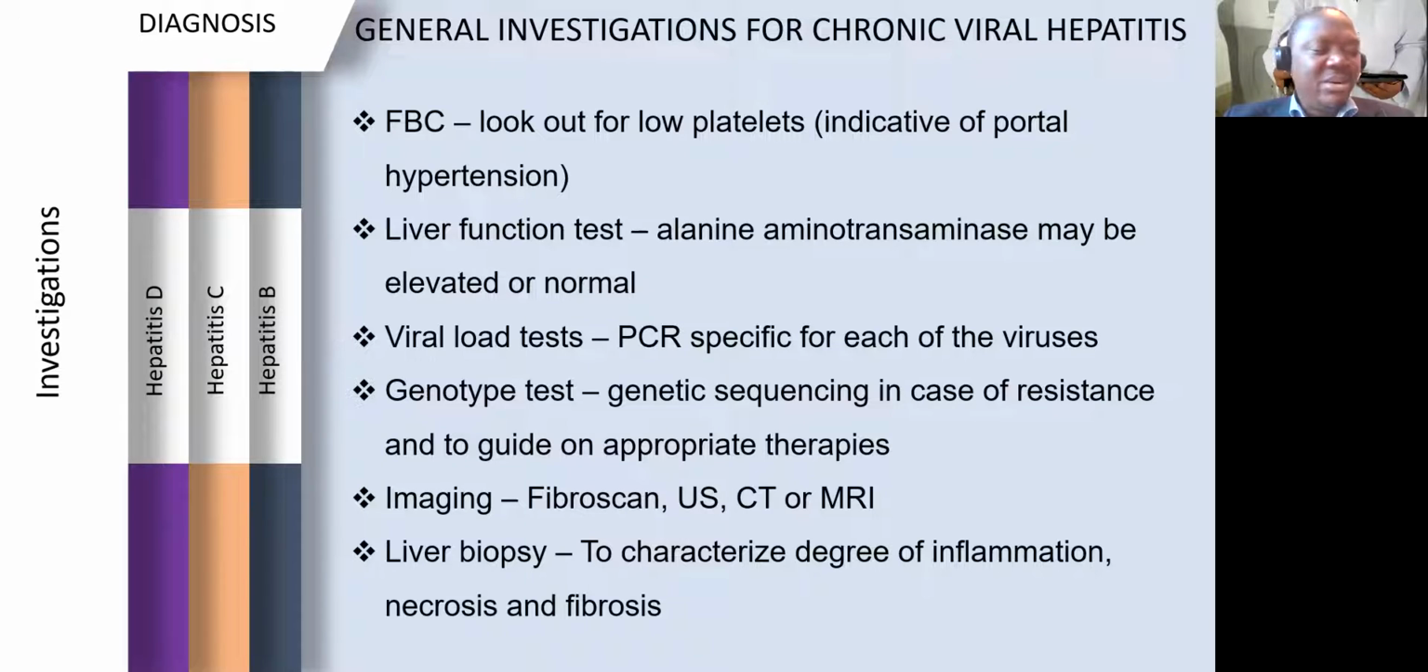Imaging, which is doing ultrasound, fibroscan, CT scan, or MRI, are all important because nowadays liver biopsies are not routinely carried out, with a high degree of accuracy from this imaging. However, there are occasions when it becomes difficult to understand the kind of damage the liver is undergoing, and in which case you want to characterize response to treatment. And so you can go ahead to do a liver biopsy.